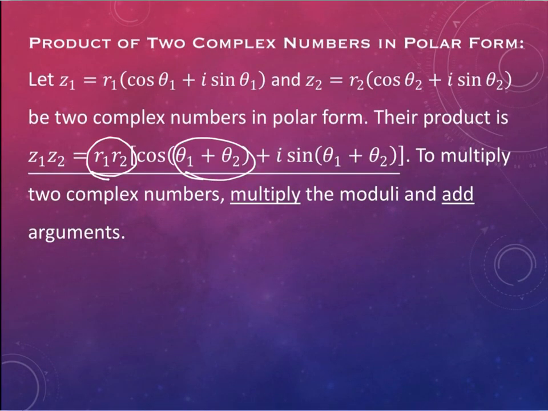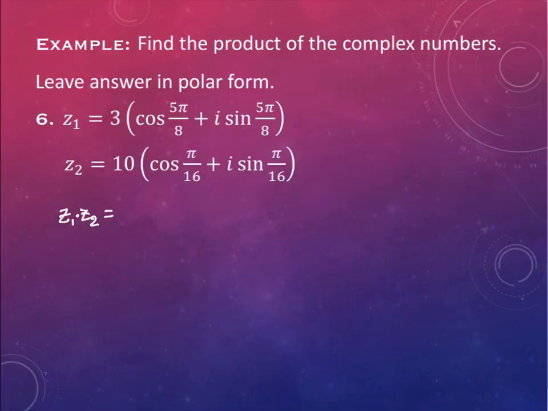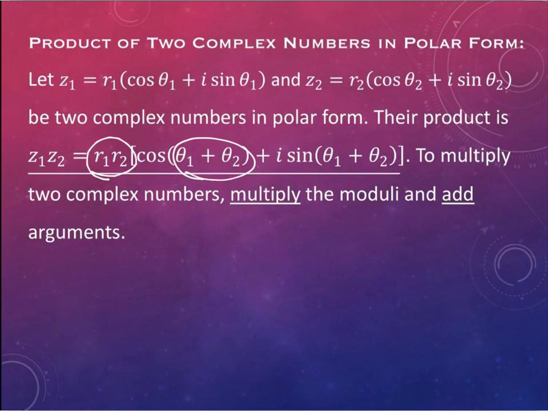Multiply them first. Okay, we multiply the pieces at the beginning, right? They call the moduli. So that's my 3 and 10 here, correct? So I'm going to multiply 3 times 10. That's the first thing. And then the second thing I'm going to do is have the cosine and the I sine. Those pieces are going to be what they are. But what do I do with the angles?